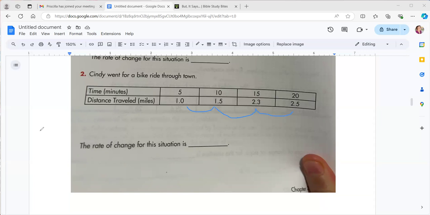She rode her bike through town. She must be stopping to pet a dog or something like that, but she's not being consistent, right? So we would say variable, meaning it varies. It's not consistent, it varies. When it varies, you cannot graph that. Or if you do graph it, you'll be graphing like the average, right? We're looking for a consistent rate of change to be your slope on a graph.